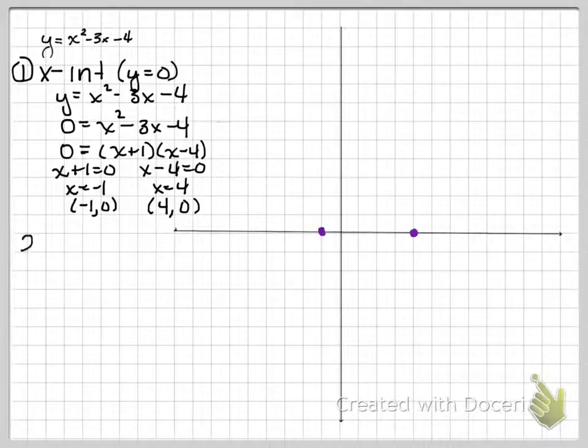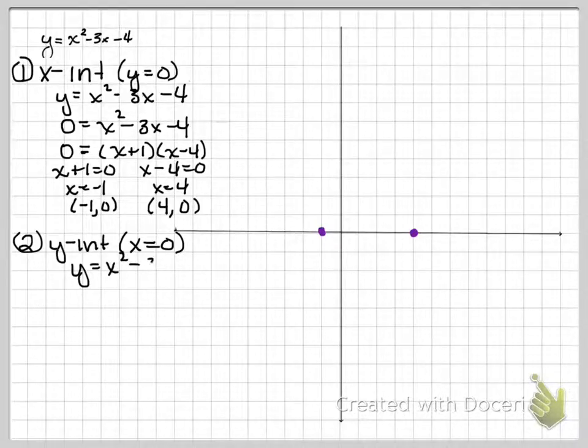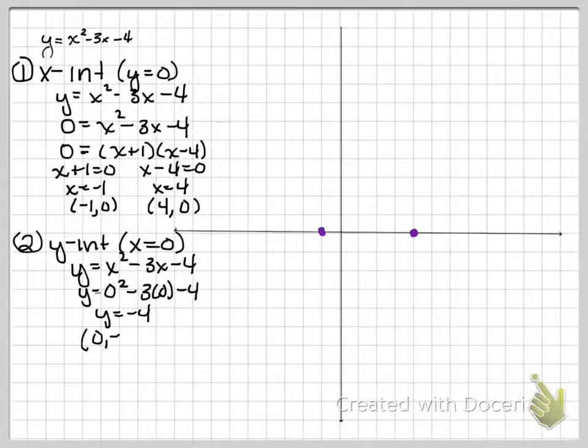The next piece of information I want is my y-intercept. Now the y-intercept is actually really easy to find because at the y-intercept, all x's are 0. So if I take my equation again, y equals x squared minus 3x minus 4, and I put 0 into all my x's, I get y equals 0 squared minus 3 times 0 minus 4. Well, that's just negative 4. So my y-intercept is at 0, negative 4.